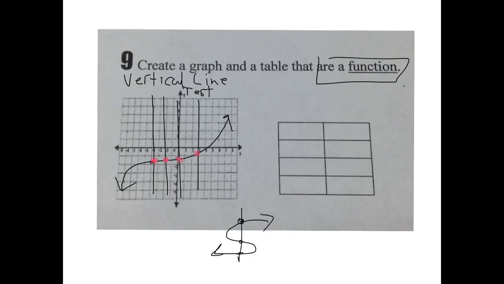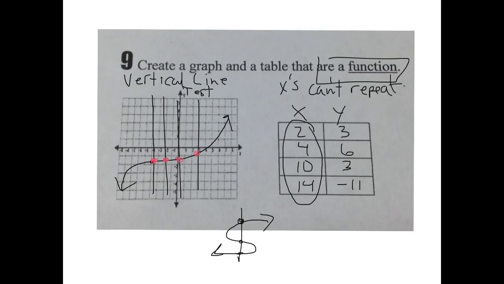Okay? For a table, we have x's and y's, and we learned that our x's can't repeat with different y's. So 2, 3, 4, 6, 10, 3, 14, negative 11. As long as these are all different numbers matched up, then we're good. We don't care about the y's. X's can't repeat with different y's. Okay.